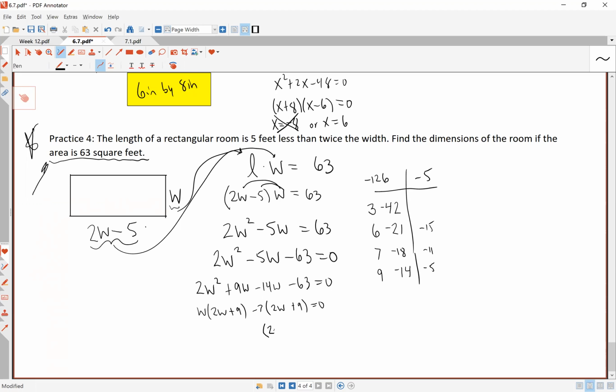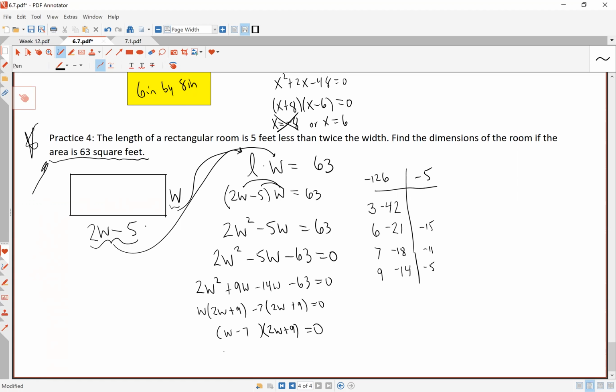So we factor out the 2W plus 9, and that leaves us with W minus 7. All right, so we get W equals 7, or for that one you'd subtract 9 and divide by 2. And remember, this one is extraneous, so we cross it out and we say that the width is 7.